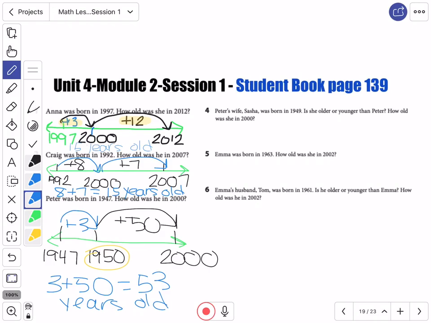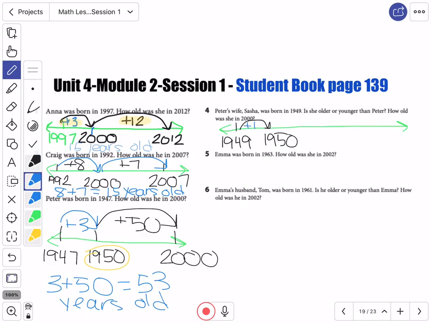All right, so Peter's wife, Sasha, was born in 1949. Okay, 1949. Is she older or is she younger than Peter? And how old was she in 2000? This is going to be very similar to Peter's problem. Okay, so here's my number line. I'm going to go ahead and switch colors here again. So if Sasha was born in 1949, okay, and if I just jump like I did with Peter to 1950. 1950. Ooh, I only had to jump 1 year.